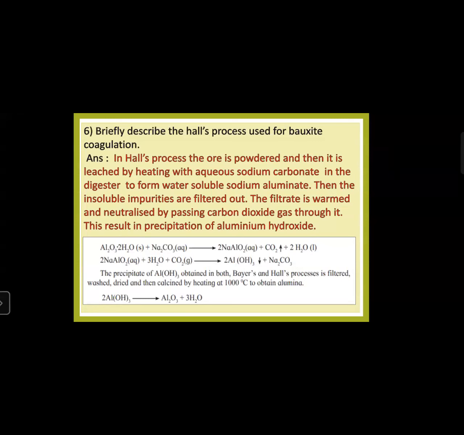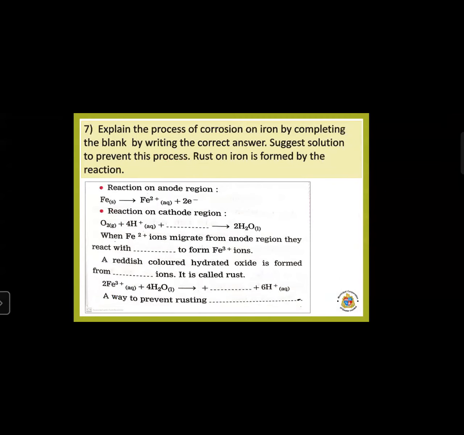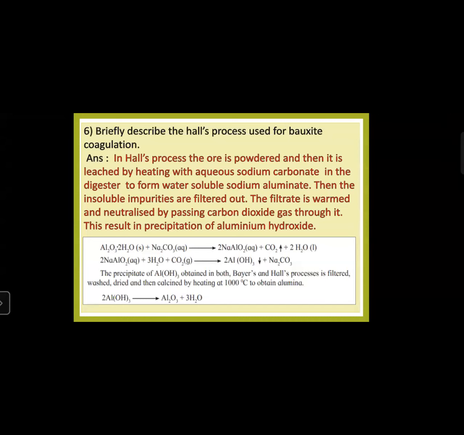We get the pure alumina from the bauxite ore because of the two processes, Bayer's process and Hall's process. The question asked is about Hall's process. In Hall's process, the bauxite ore is powdered and then leached by heating with aqueous sodium carbonate in the digester to form water soluble sodium aluminate.